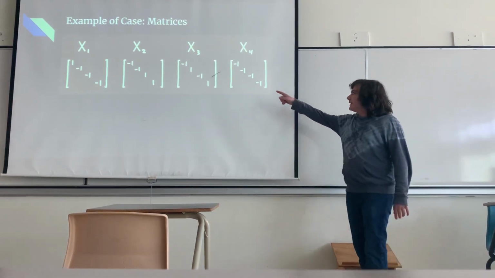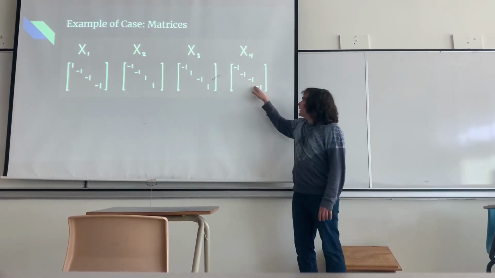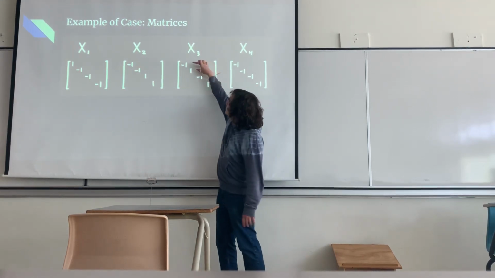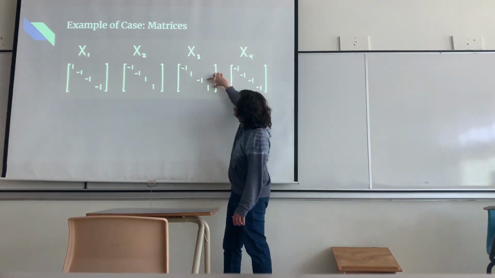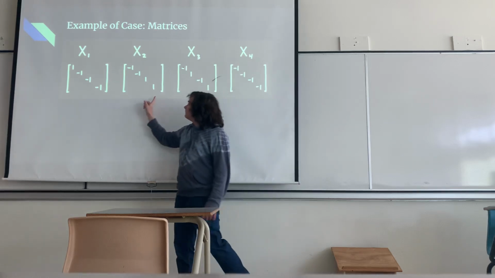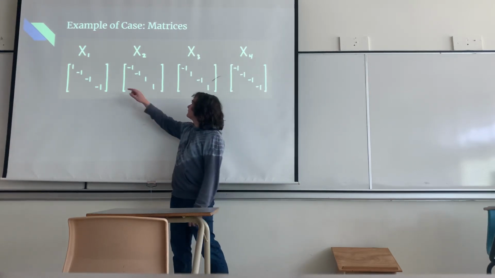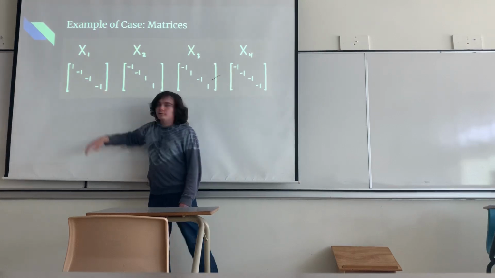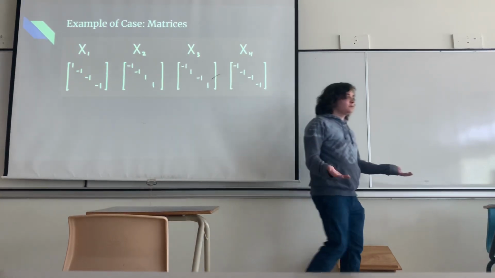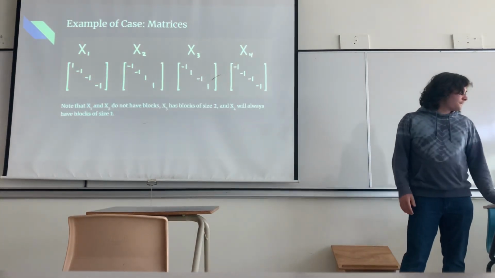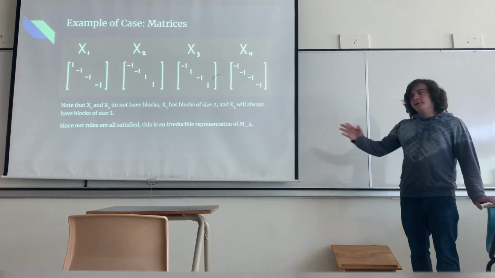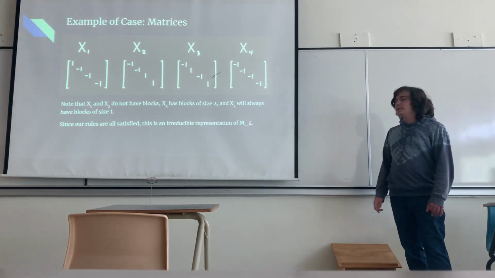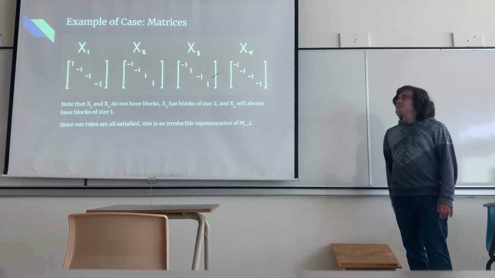These are the matrices in that case. So of course x4 is going to have blocks. It always will. And x3, as we predicted, has blocks of size 2, because these two are the same as these two. But then in the remaining matrices, they don't have blocks, because these two are not the same as these two, and the same thing for here. So our equations worked just as we expected. And since all of our rules are satisfied, this is just one of the irreducible representations of this group M4. Okay.